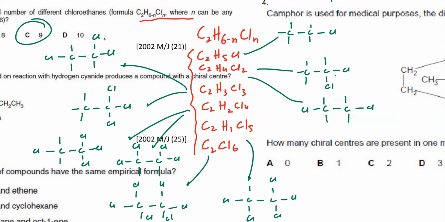So he was asking how many different chloroethanes where n could be 1 to 6. So I wrote down all the formulas, and then each one had different isomers. The first one had just one. The second one had 2 of them: 2 Cls on the same carbon atom, 2 Cls on opposite carbon atoms. The third one had 2 versions as well. It had 3 Cls, so 2 Cls on one, 1 Cl on the other one, or 3 Cls on the same carbon atom. 4 Cls also had 2 versions, 3 Cls on one, 1 Cl on the other one, or 2 Cls on one, 2 Cls on the other one. So is this question clear?